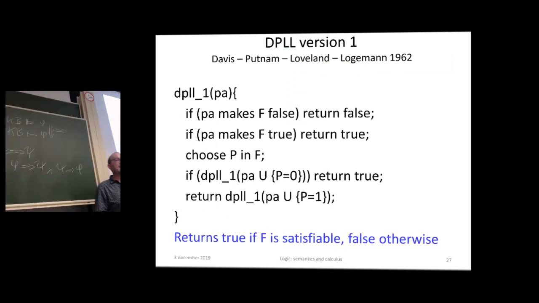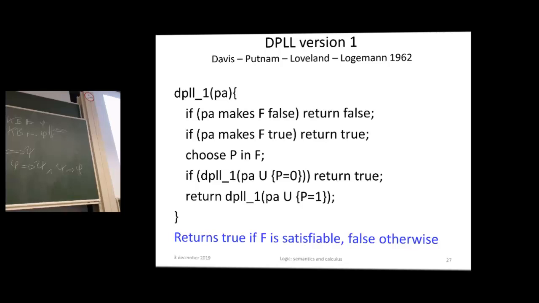What I want to get in is the first version of doing this whole thing more clever. And this is the Davis-Putnam procedure, which they came up with in '62. And this is now applicable on clauses. It's also applicable on formula in general, but we work on clauses now. And basically the algorithm is as follows.